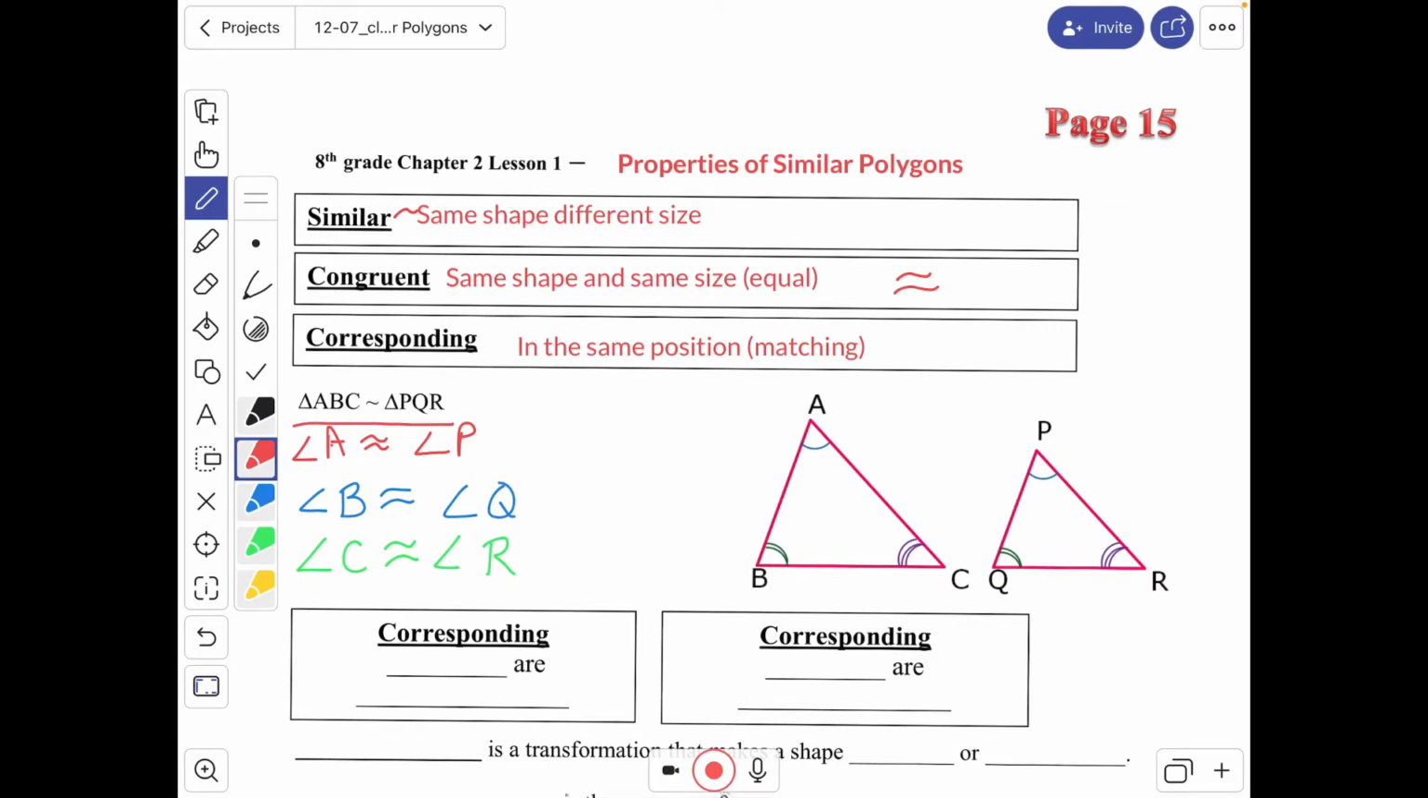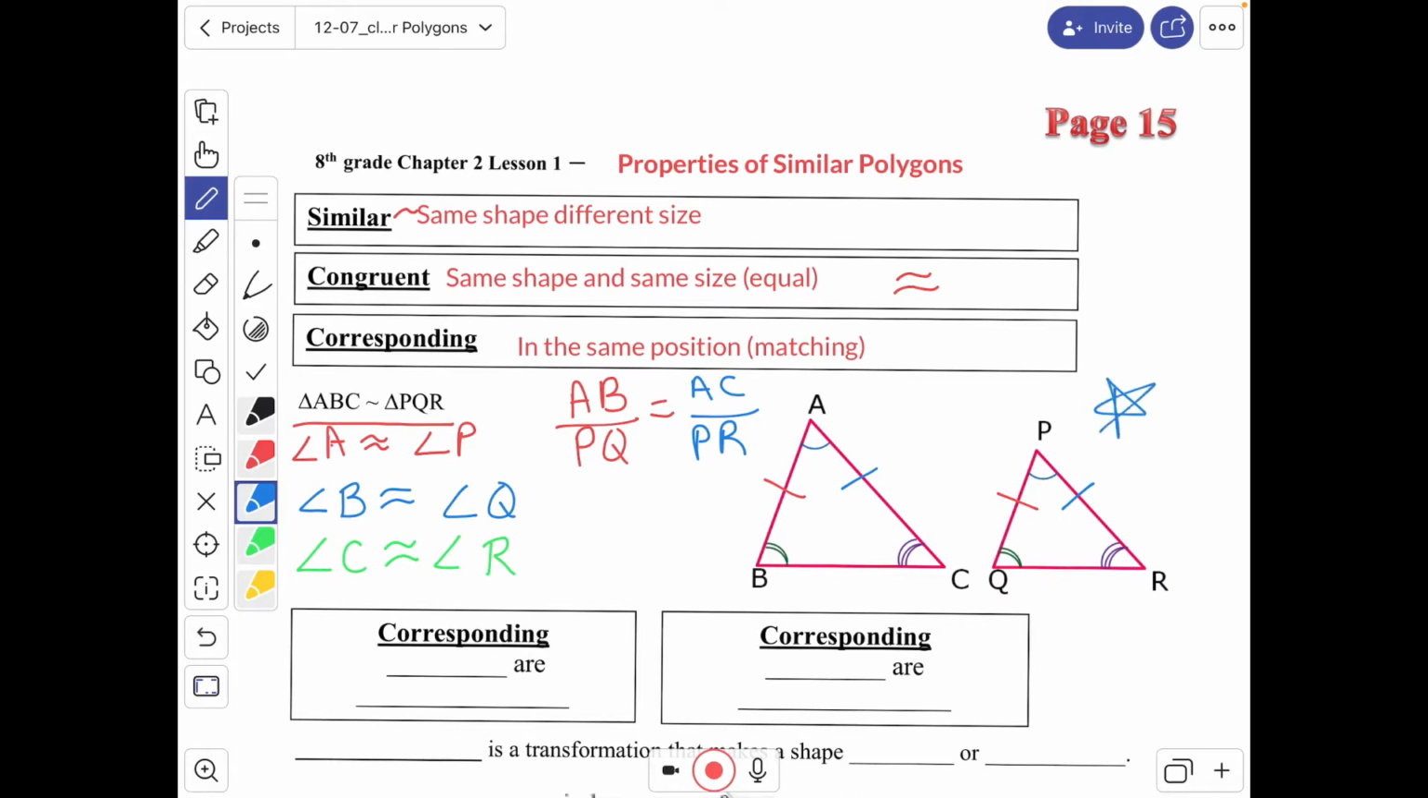Then let's talk about not just the angles, but the sides are also corresponding. Side AB corresponds to side PQ. So we might write that like this as a proportion. AB is to PQ as AC is to PR. The big triangle I listed on top in both places, and the matching sides I listed for the little triangle on the bottom of the proportion.